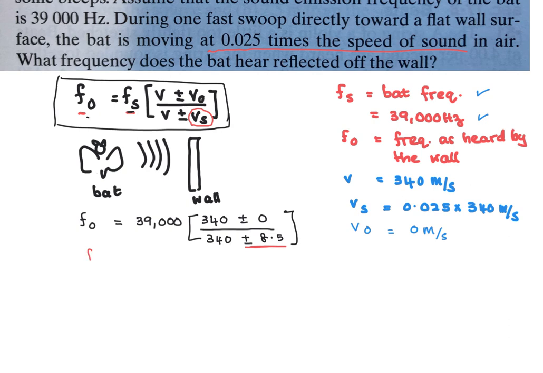Now on the next line, I am using the negative sign and rewriting the equation: 39,000, and the numerator is easy because adding or subtracting a zero doesn't really matter. Then down here we have 340 minus 8.5, as we picked a negative sign, and that gives us 331.5. So let me write that.